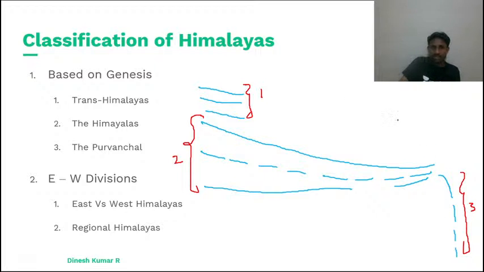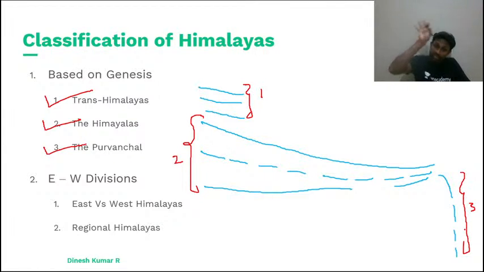So what are these divisions? The first division is known as the Trans Himalayas. See, this central part is my Himalayas. What is trans? Trans means across. So the area on the other side of the Himalayas is referred to as Trans Himalayas. These three ranges together are referred to as Himalayas, and the ranges in the northeastern part which move from north to south are known as the Purvanchal ranges. So based on origin, I can classify my Indian Himalayas into three parts: first Trans Himalayas, second the Himalayas, and third the Purvanchal ranges.